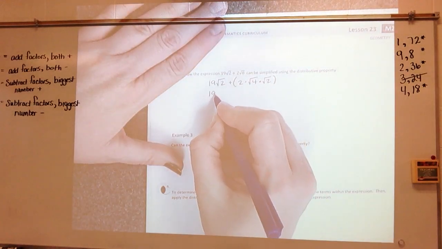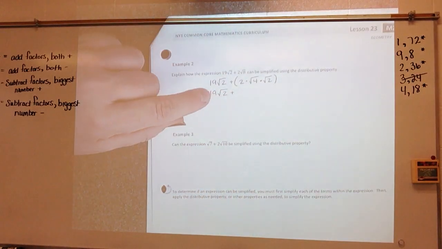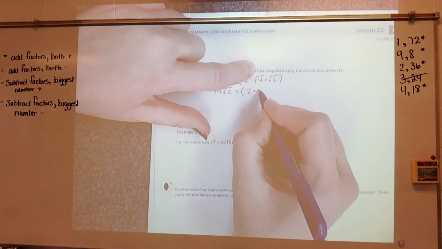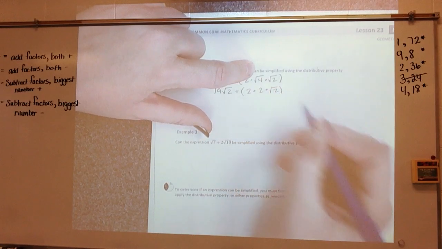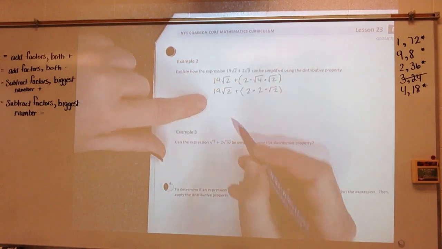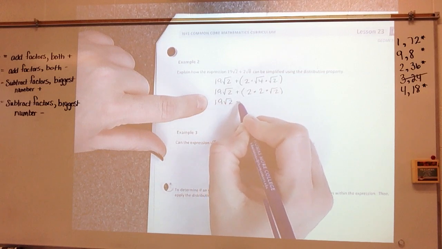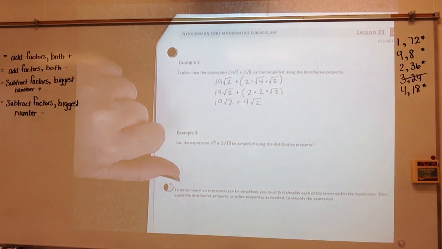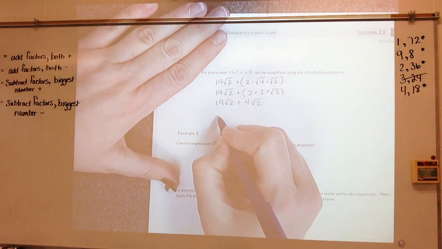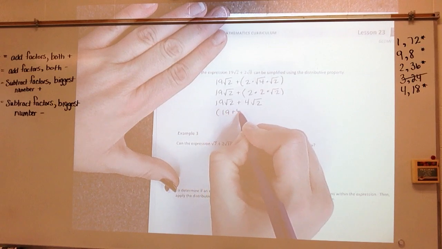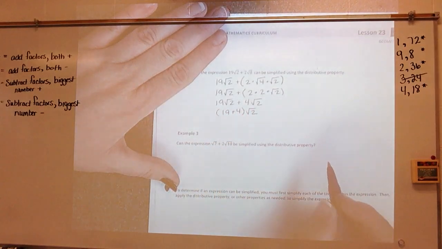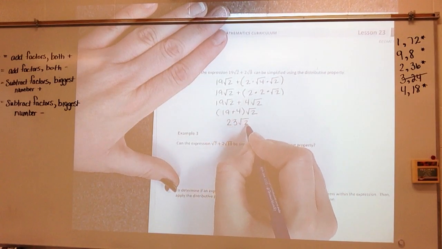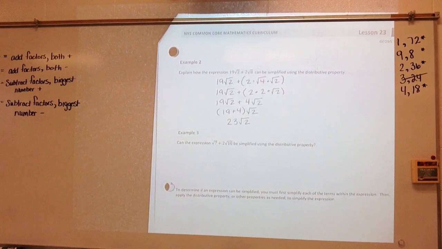Alright, so then I get 19 square root of 2 plus 2 times square root of 4 is 2 times the square root of 2. Alright, so I have 19 square root of 2 plus 2 times 2 is 4 square root of 2. Now I can pull that square root of 2 out. So I have 19 plus 4 square root of 2. 19 plus 4 is 23 square root of 2. Alright.